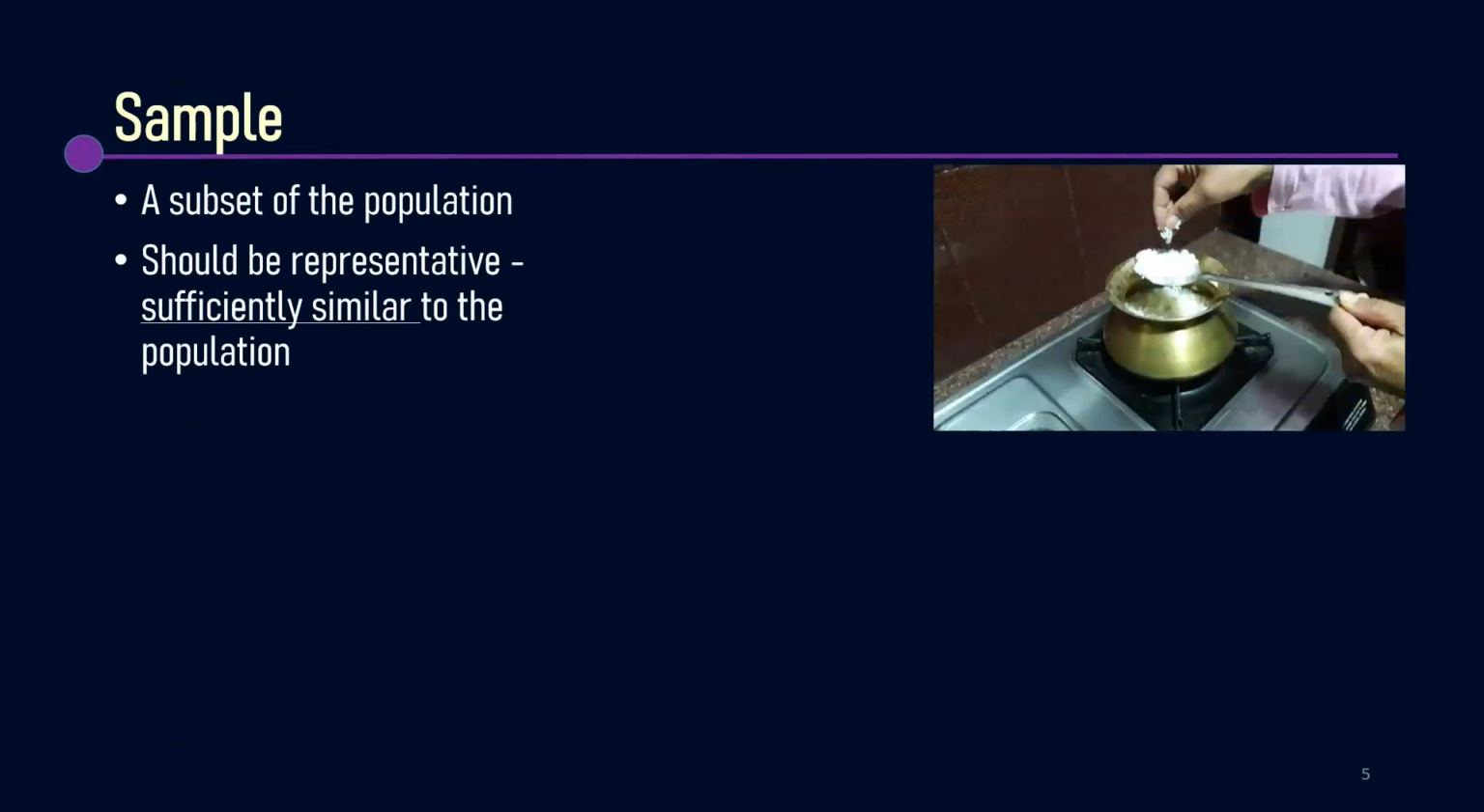Let's take the example here. A lady is cooking rice in a pot, and she takes some rice in a spoon and pinches the rice grain between her fingers, just to make sure the rice is well cooked. She is very confident that if the portion she has tasted is well cooked, then the whole rice from the pot is well cooked.